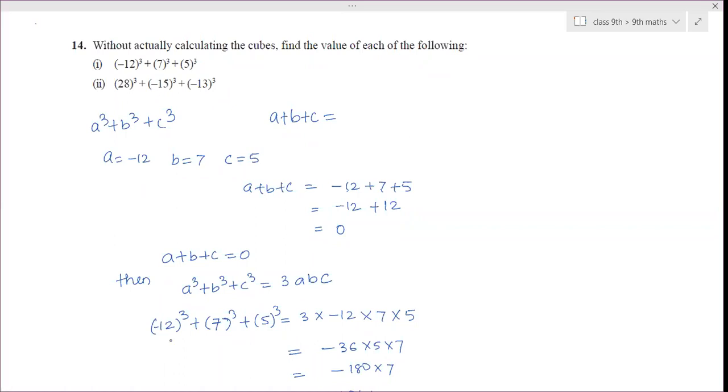Yes, ma'am. Can you solve the next one? Yes, ma'am. So the second one also, check. 28, minus 15 and minus 13. The sum is 28 plus minus 15 and minus 13, which is minus 28. So 28 minus 28, answer is 0. So therefore a plus b plus c is equal to 0, so a cube plus b cube plus c cube is equal to 3abc.